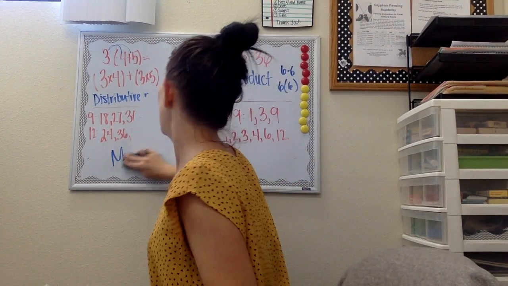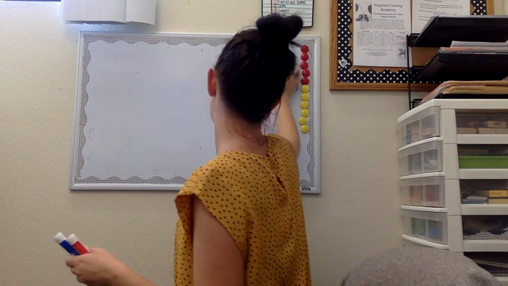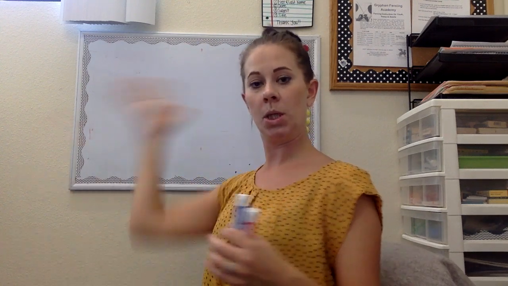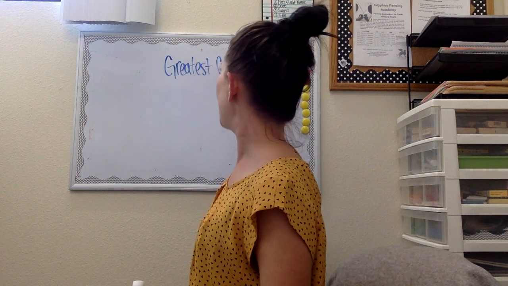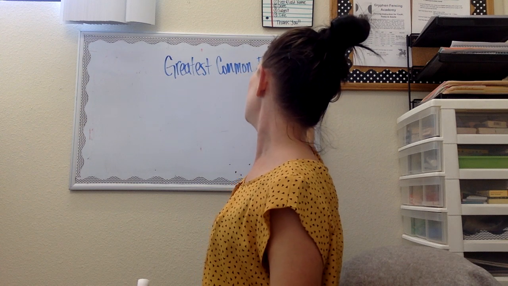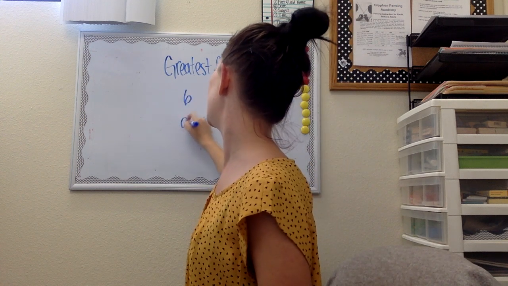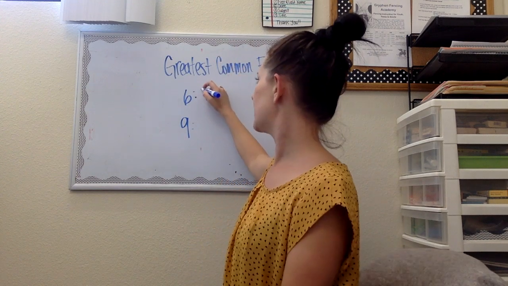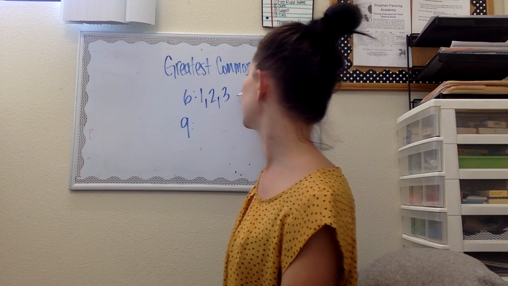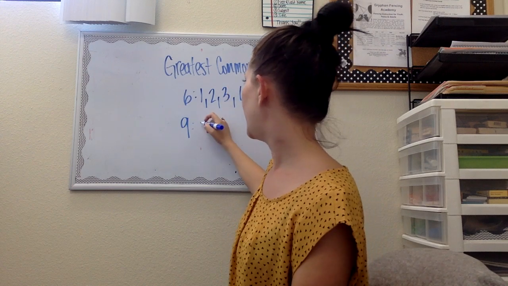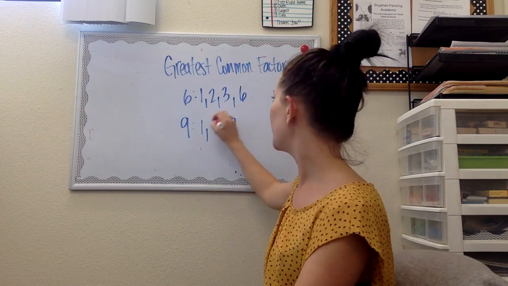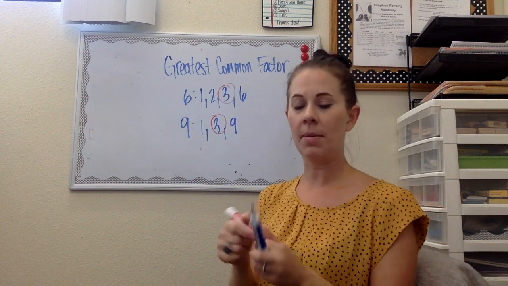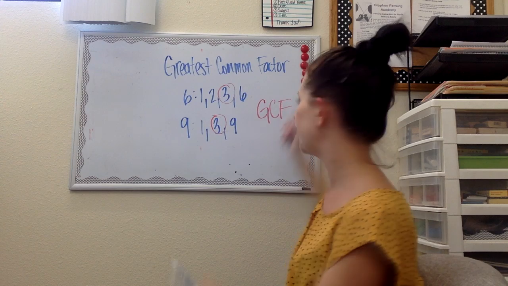Okay, so I'm going to erase this. Sometimes you may have heard of this called the GCF. GCF, greatest common factor. Ignore the craziness that's happening back here with my hair. It's okay. Ignore it. So, greatest common factor. So if I am looking at, let's say, 6 and 9. Okay, so the factors of 6, 1, 2 goes into 6, 3 goes into 6, and 6 goes into 6. 9, 1 goes into 9, 3 goes into 9, and 9 goes into 9. We are looking for the biggest number that goes into them both. Greatest common factor, also known as GCF.